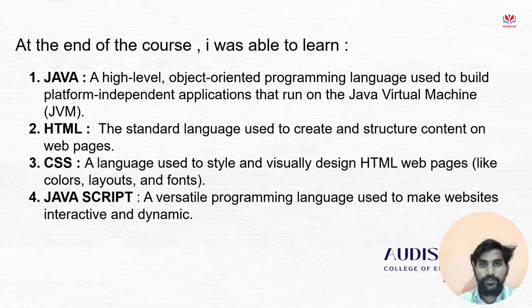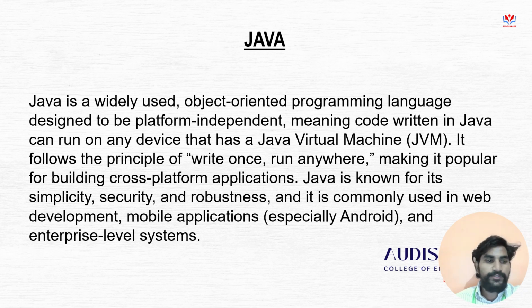So let us go into detail about what was taught during our full semester internship. Let us see Java. What is meant by Java, and what I have learned in the Java full stack program. Java is a widely used programming language. It is an object-oriented programming language designed to be platform independent. Code written in Java can run on any device that has a JVM. JVM means Java Virtual Machine. It follows the principle of write once, run anywhere, making it popular for building cross-platform applications.